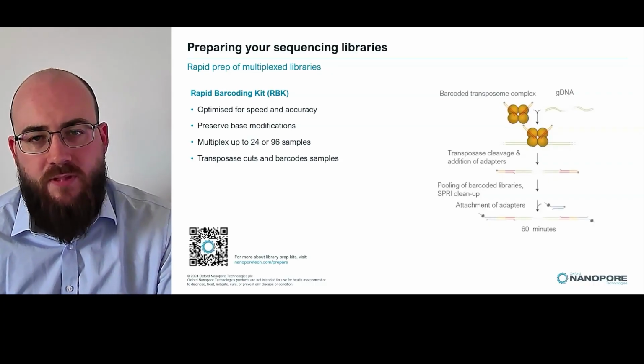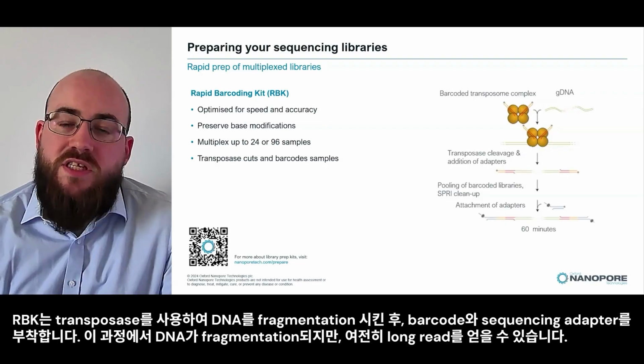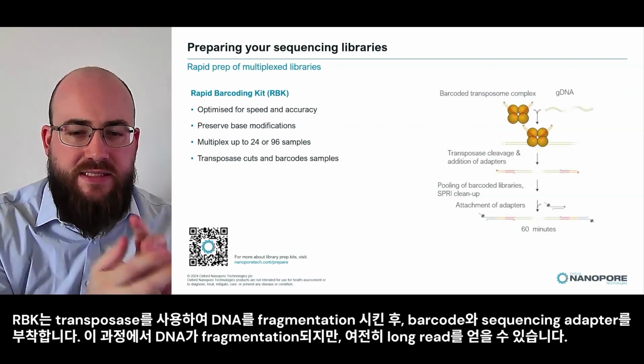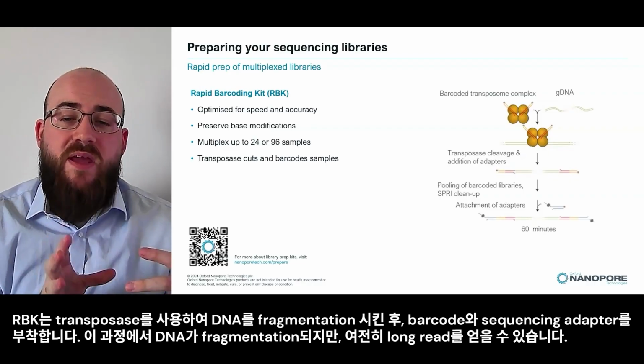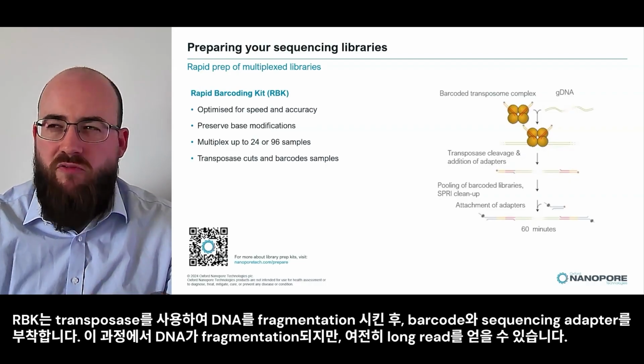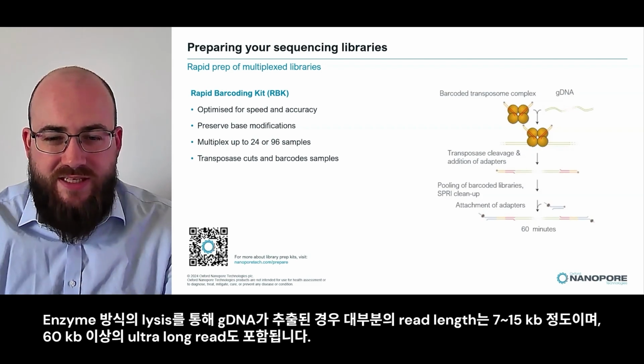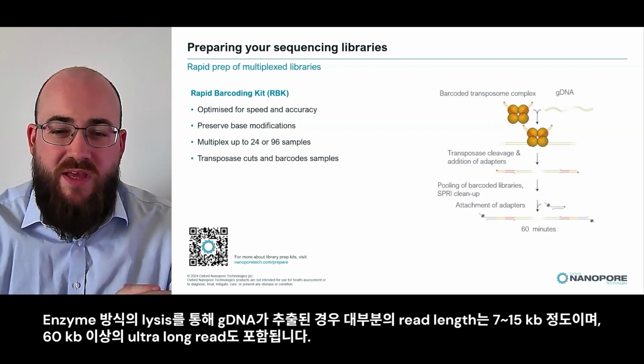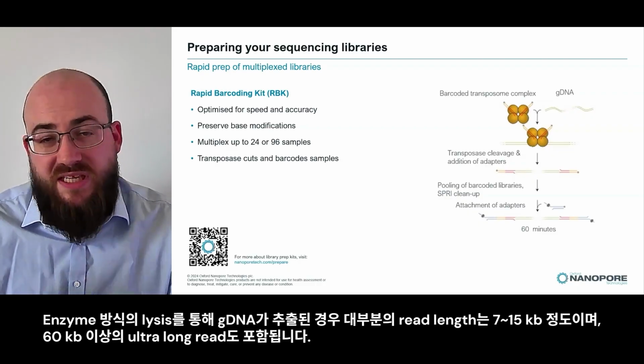Now, RBK uses a transposase to cleave the DNA, and then it's going to add in the barcodes, it's going to add in the sequencing adapters. This does fragment your DNA a bit, but we're still getting those long reads. As you said, enzymatic lysis, we're looking, most reads will probably be about 7 to 15 kb, but there'll be reads in there that are well over 60 kb as well.